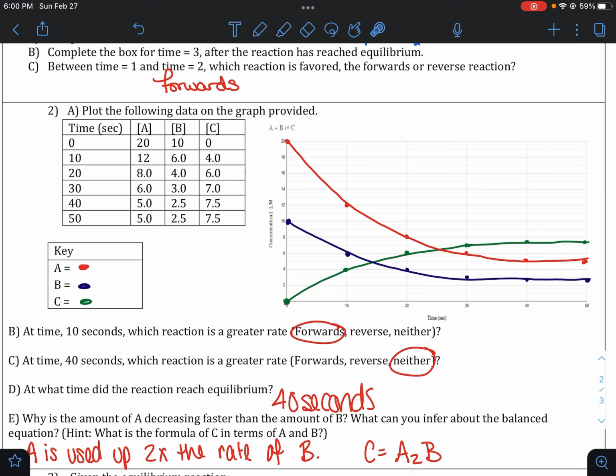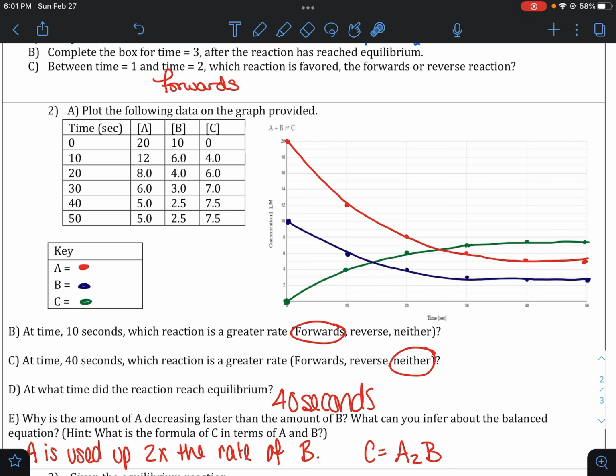Okay, now at time equals 40, okay, we can see we flattened out and we've been at equilibrium. Okay, so at time equals 40, we are favoring neither direction because both are happening equally. The rate of the forward is the same as the rate of the reverse, okay, because we have no net change in any of our concentrations.